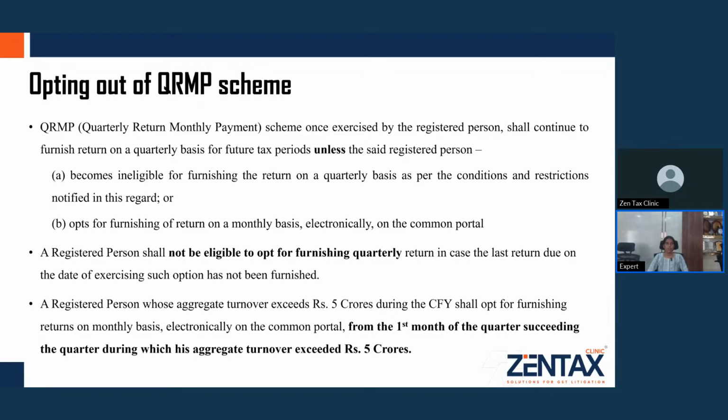a registered person shall not be eligible to opt for furnishing quarterly return in case the last return due on the date of exercising such option has not been furnished. This I have already discussed with you. That is, on the date of opting for the QRMP scheme, no previous return should be pending as on the date. Only in such cases, a registered person shall be eligible to opt for the QRMP scheme.